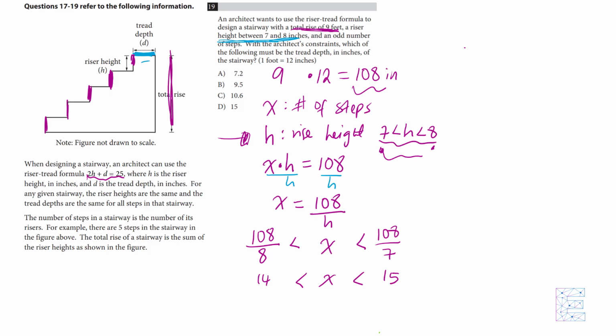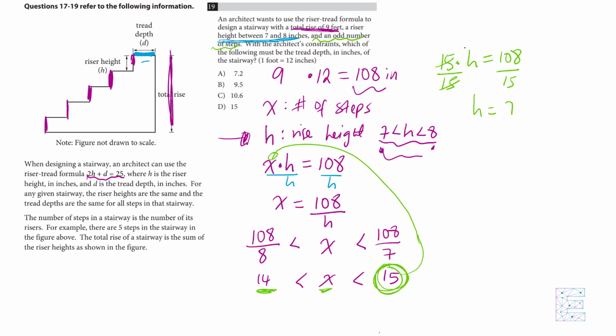Recall, however, we were told that there has to be an odd number of steps. So we know that we have to go with 15, because 14 is an even number and our number of steps cannot be even. We were told that it has to be odd. So we'll say that we have 15 steps. That means we can take that 15 x value and plug it in right here. So we would have 15 times h equals 108. And to find h, which is our rise height, you divide both sides by 15 as shown. When you plug this into your calculator, you'll find that the riser height is 7.2.